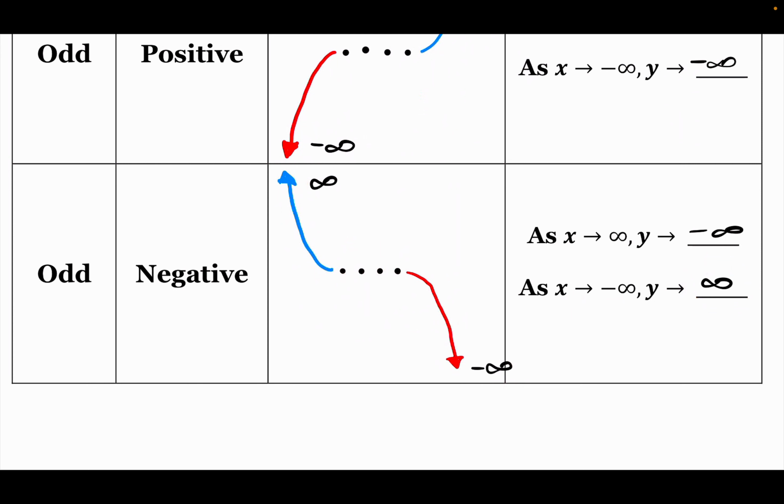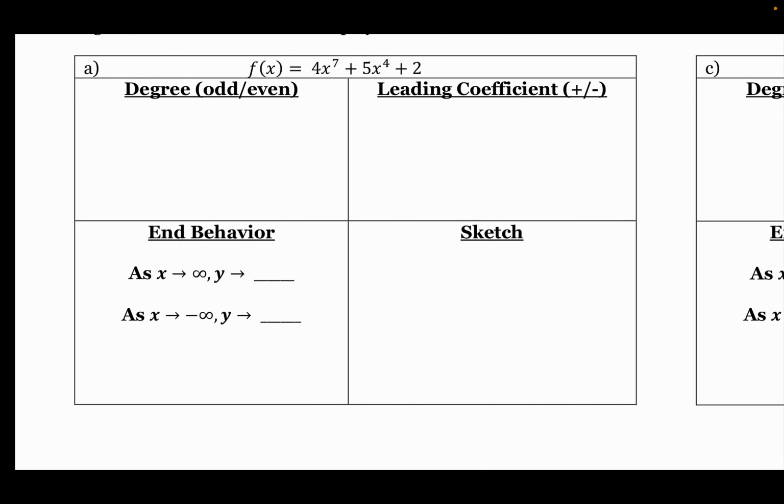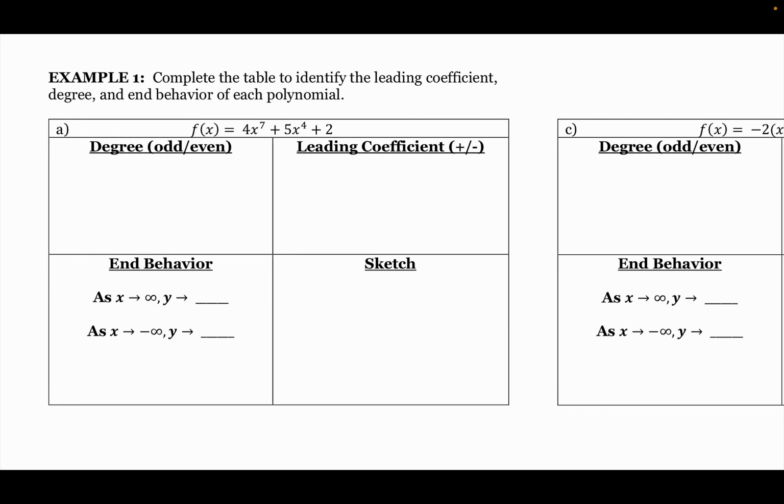So if it says as x approaches infinity, that means you're moving to the right. If it says x approaches negative infinity, that means you're going to the left. So in other words, right arrow and left arrow. Okay, that's the easy way to do it. That's the notes there. We're going to use that to answer the inside of the notes.